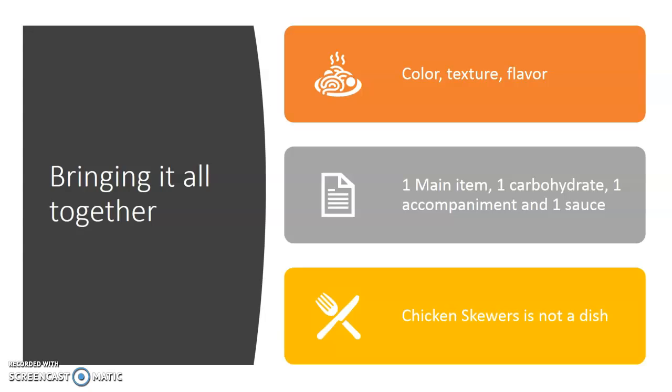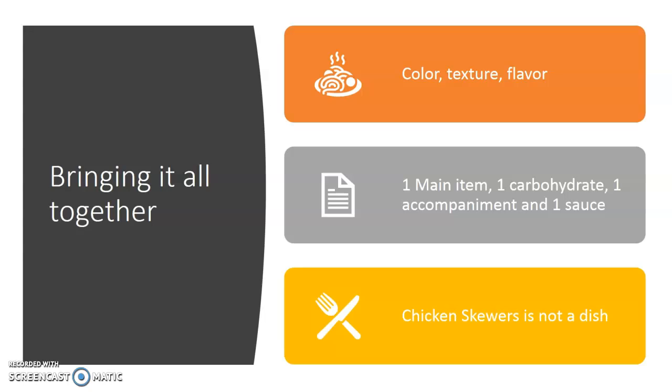Right? It must have one accompaniment. This could be a vegetable. It should be a vegetable. And when I say it must have one, that is the minimum. One is the minimum. It can have two or three if it wants. And it must have one type of sauce. Now for an entree, you can lose the carbohydrate, but it must have an accompaniment and a sauce.